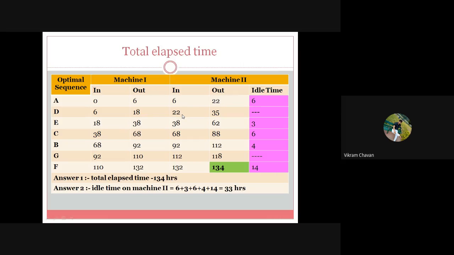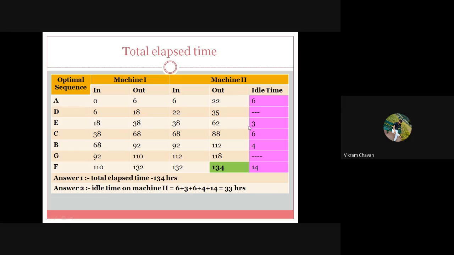So after 22 hours only the D number job will be installed for processing on machine 2, and that job will come out after 35 hours. But after 35 hours what will happen? The E number job is processing on machine 1 only, and it will be available after 38 hours. So 38 minus 35, 3 hours machine 2 will be in idle condition.